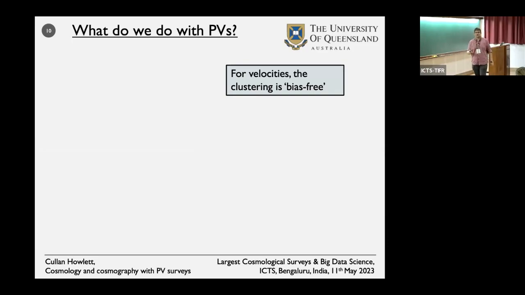What do we do with them? Okay, so this is where the cosmology comes in. One of the key things to remember when you measure peculiar velocities directly is that those peculiar velocities are sourced by gravity, and that gravity itself is influenced by all matter in the universe. It's not just the baryons, it's the dark matter as well. And so what that means is that measurements of peculiar velocities are effectively bias-free. There's no galaxy bias terms entering, at least on linear scales, in these measurements.